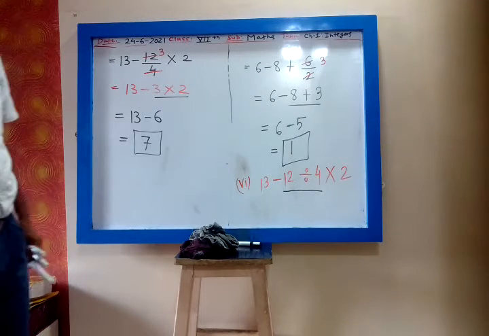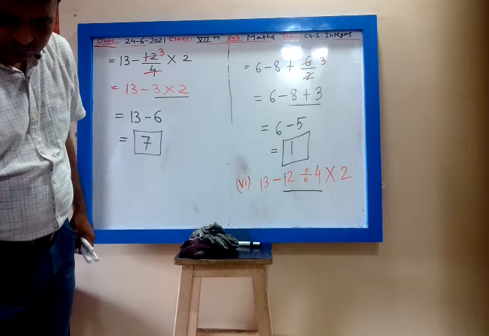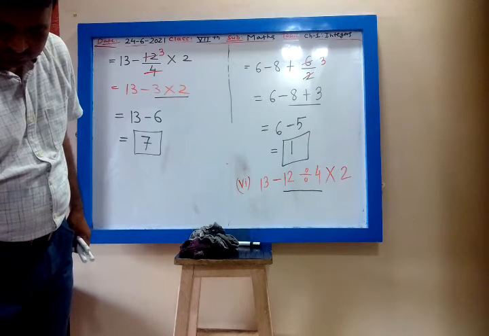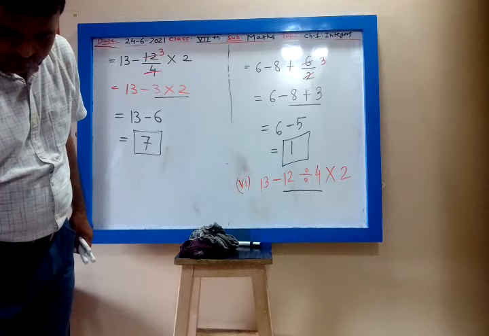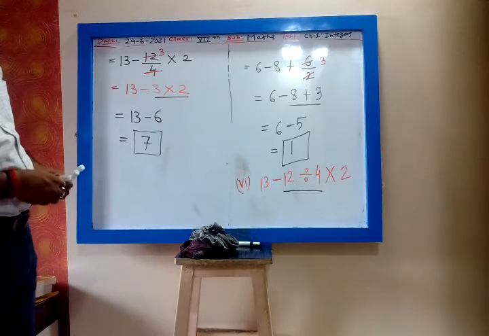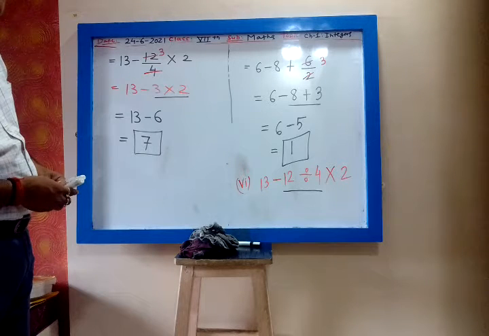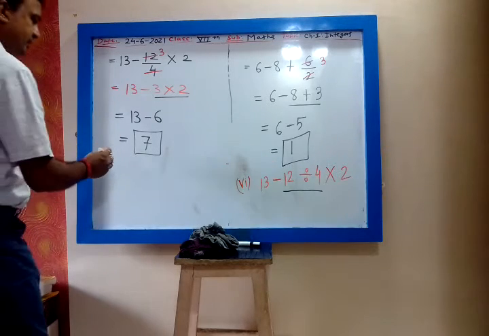13 minus 6, the answer is 7. Clear? Okay. Now next is the seventh one.